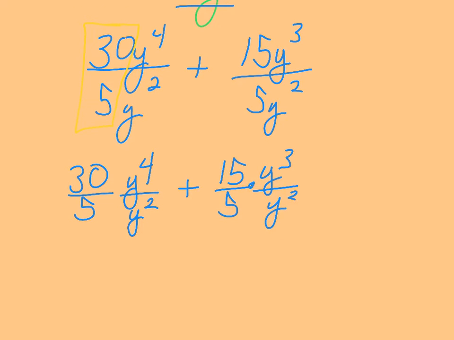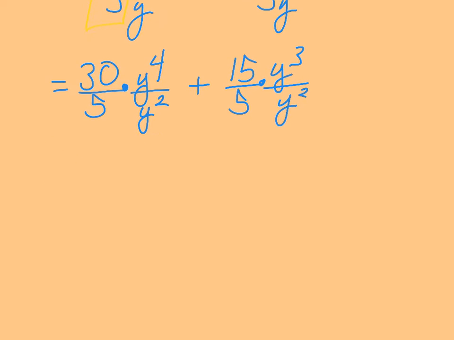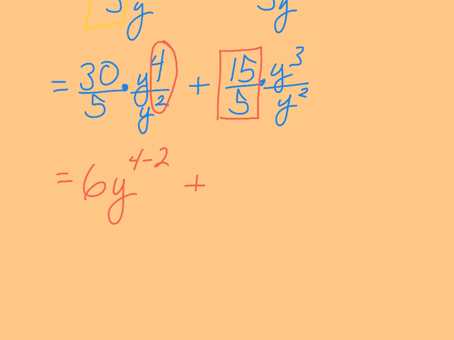And we're multiplying these, so if you want to put the little multiplication in there, you can. And put a little equal sign there. Let's go through our calculations. 30 divided by 5 is going to give us 6. We're going to subtract the exponents. So this becomes 4 minus 2. Over here, work with the numbers. 15 divided by 5 is 3. And we're going to get y. Let's subtract the exponents. 3 minus 2.